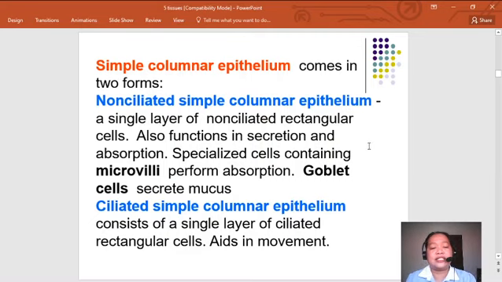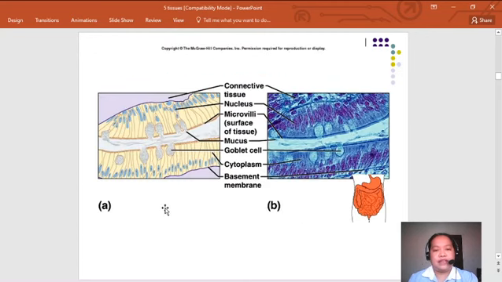Now, ciliated simple columnar epithelium consists of a single layer of ciliated rectangular cells, and this one aids in movement. So we have here an example of the epithelial layer of our intestines. We have here the columnar shape. Actually, it is not perfectly rectangular in shape, but close to the shape of a rectangle.